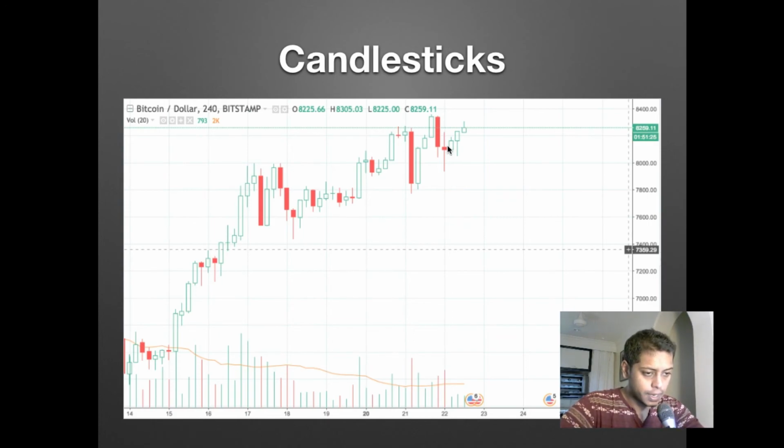Then, if you look down over here at the bottom, you will see these lines that show the volume. The higher the volume, the higher the volatility. The higher the price movement. Volume and price action go hand in hand.